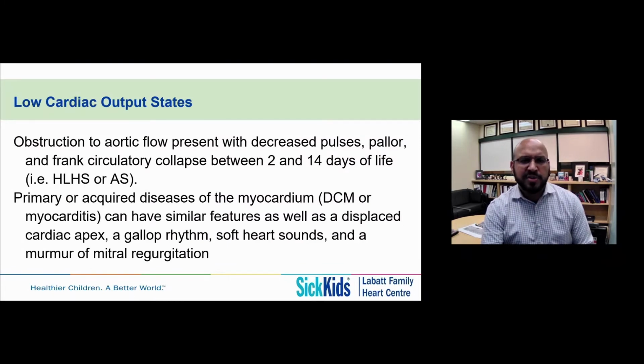Now, there are low cardiac output states in children as well, and there are congenital reasons for this, as well as primary or acquired reasons. Congenital reasons can be obstruction to aortic flow, which can present with decreased pulses, pallor, and frank circulatory collapse. This can be seen in lesions such as hypoplastic left heart syndrome or aortic stenosis. These are ductal dependent lesions, and so when the ductus closes around day 2 to 14 of life, this is when they can present with their heart failure symptoms.